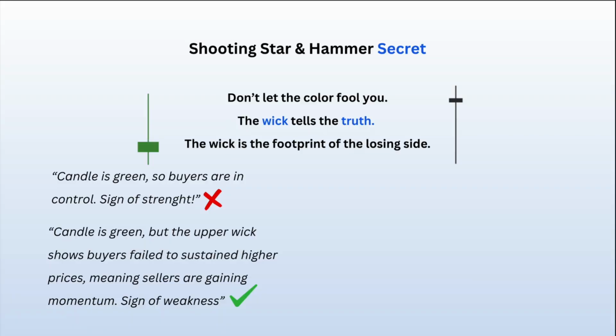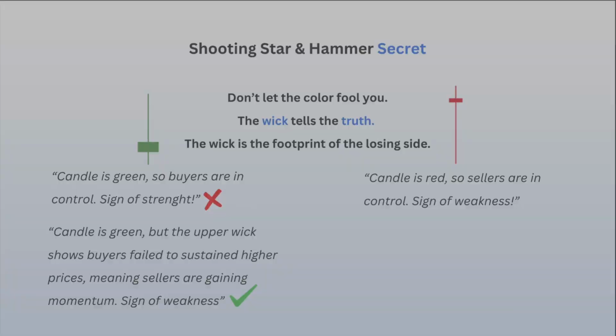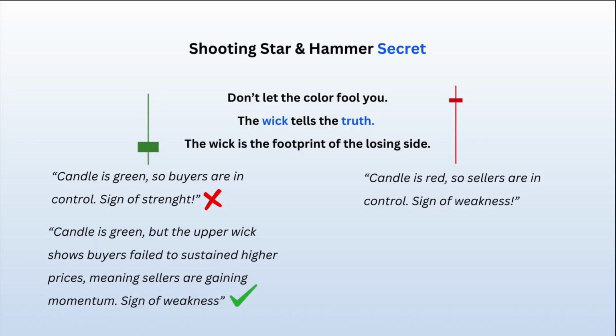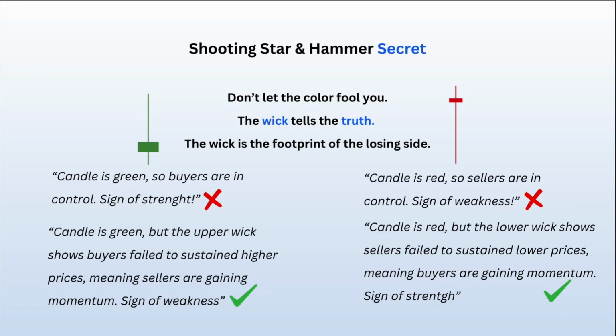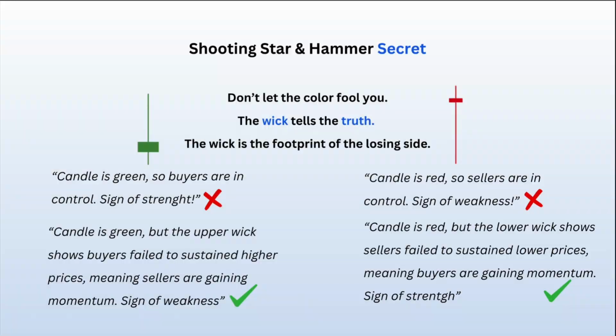It's a sign of weakness, which means that in the other scenario, it's the same thing. People often think that, okay, this candlestick is red, which means that sellers are in control, so obviously it must be a sign of weakness, right? No. Because sure, the candle might be red, but the lower wick is clearly telling us that the sellers failed to sustain the lower prices, meaning the buyers are gaining momentum, and therefore it's a sign of strength.